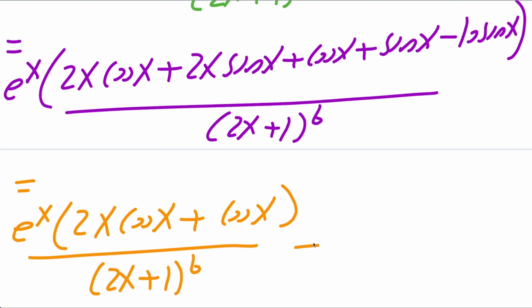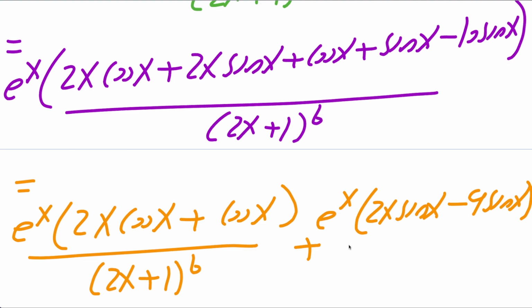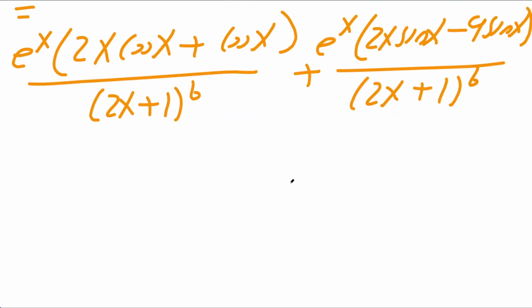And now we're going to do the same thing for sine. Again, this e raised to x, you got to distribute it everywhere. So it's going to be the same thing. You'll have e raised to x, parentheses. Here we have 2x sine x. We also have sine x minus 10 sine x. So 1 sine x minus 10 sine x is negative 9 sine x, close parentheses, divided by the same thing, 2x plus 1 raised to 6. We're definitely closer.